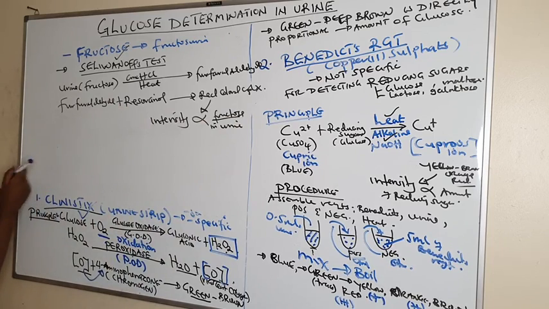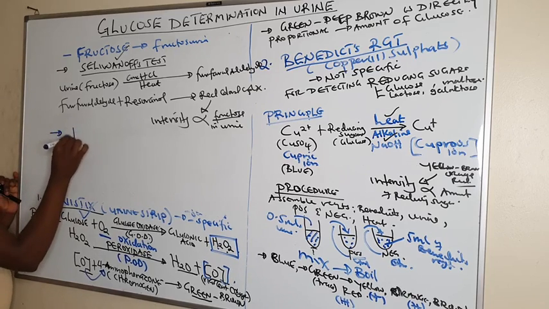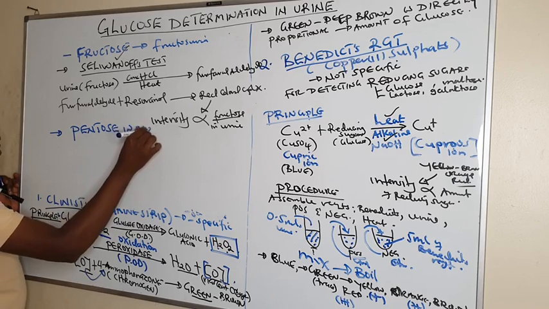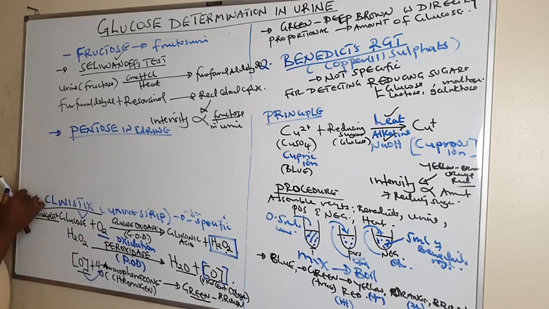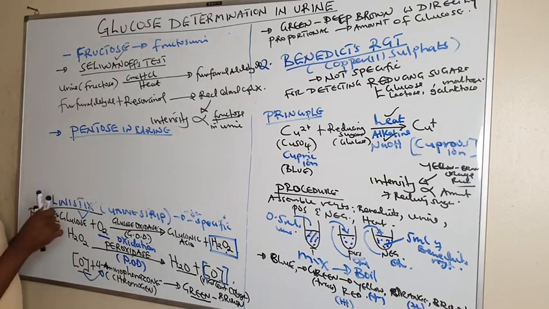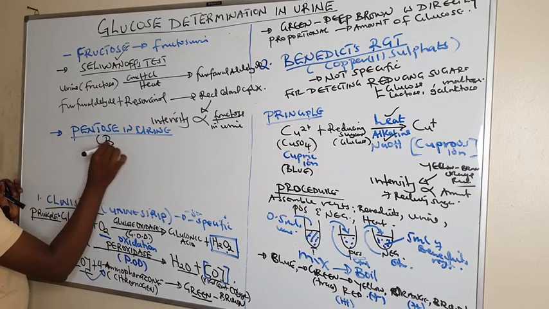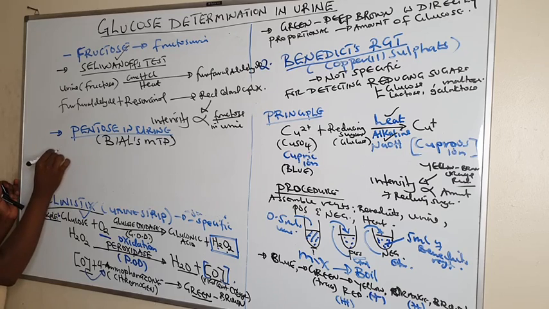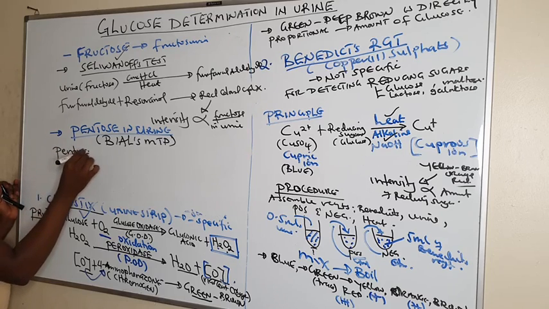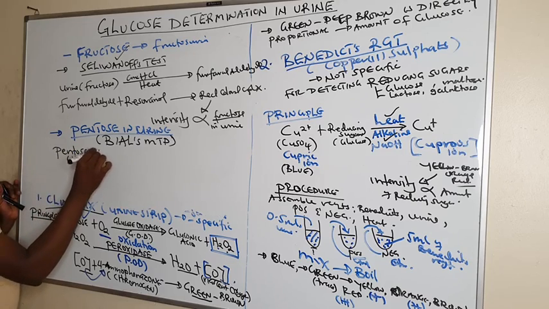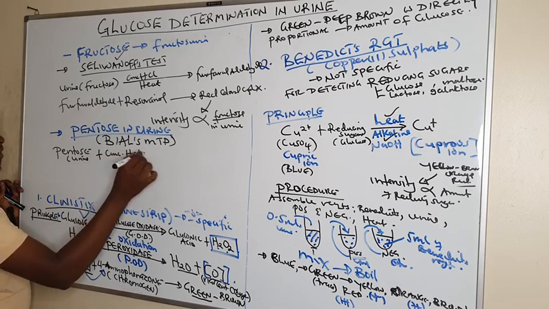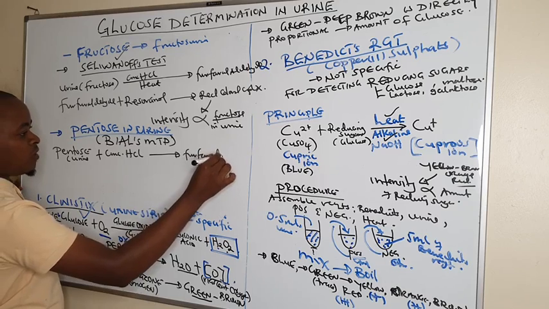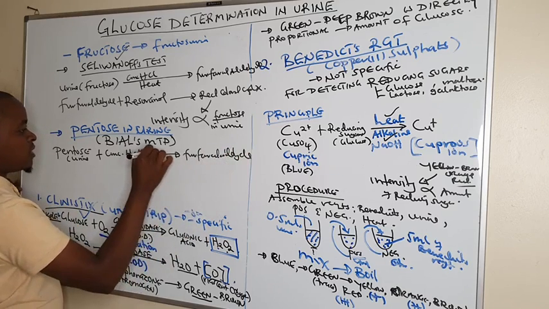Then lastly, another monosaccharide we can determine is pentose in urine. The presence of pentose in urine is known as pentosuria, and we can also determine it by Bial's method. In Bial's method, if we suspect pentose in urine, it reacts with concentrated hydrochloric acid, in the presence of heat, to form an aldehyde.